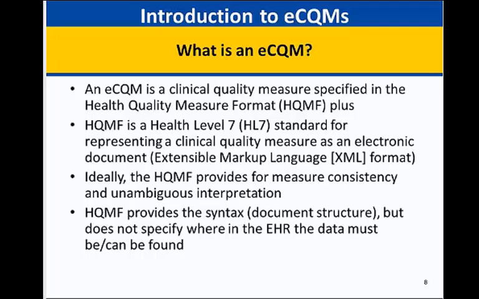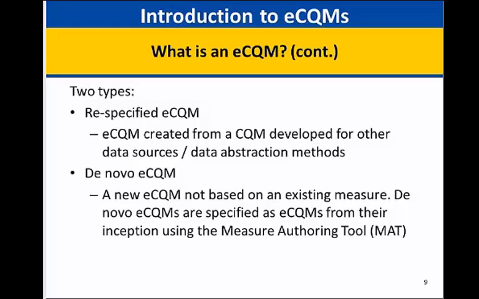in just a minute. So I mentioned previously retooled. And CMS is no longer retooling measures. They are now respecifying measures. And a respecified measure is taking an existing quality measure, whether it's from an existing chart abstracted or claims measure, and starting from scratch, basically, and using the measure authoring tool to create the eCQM. The retooled measures were not done this way. For one, the measure authoring tool didn't exist at that point in time.